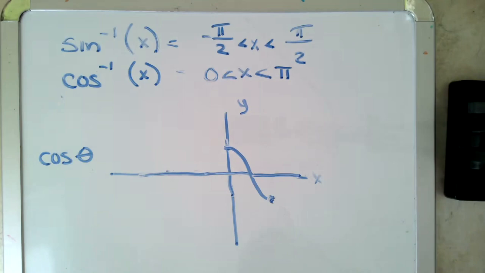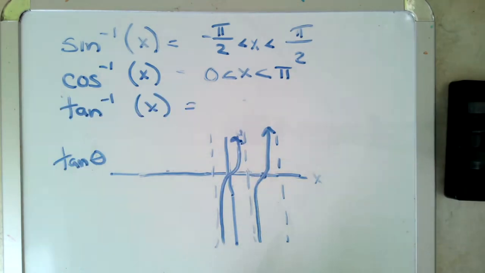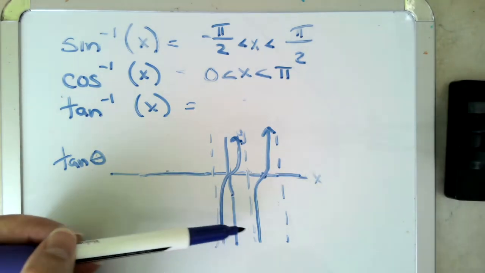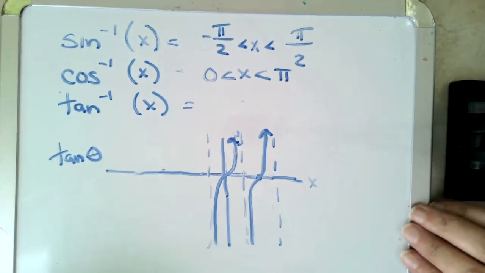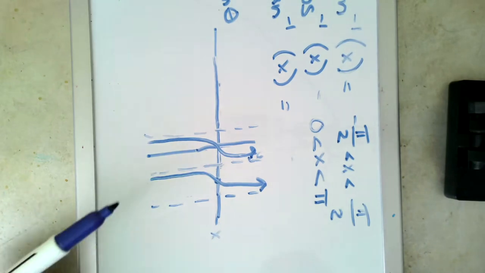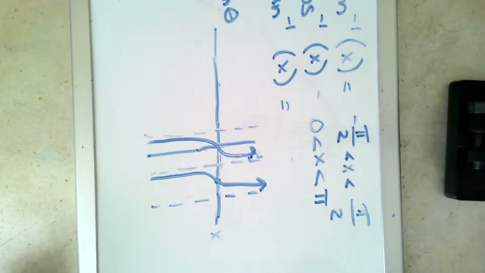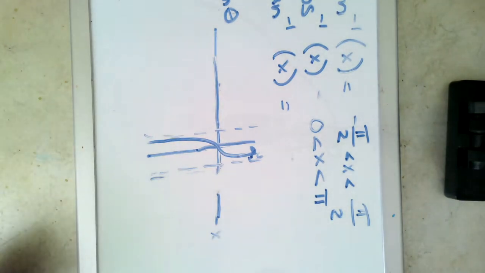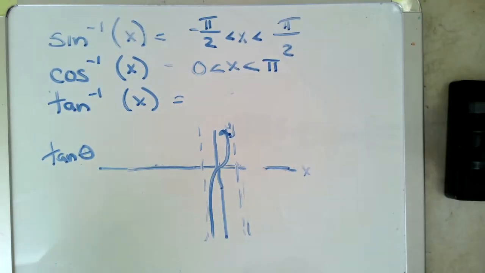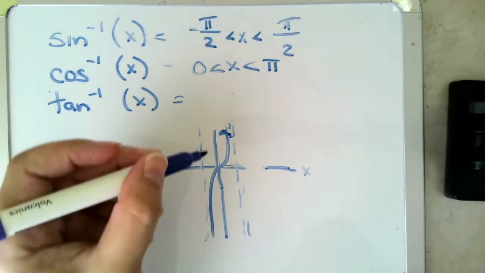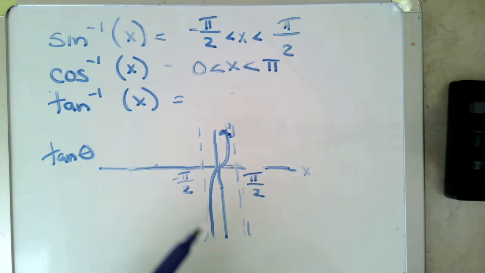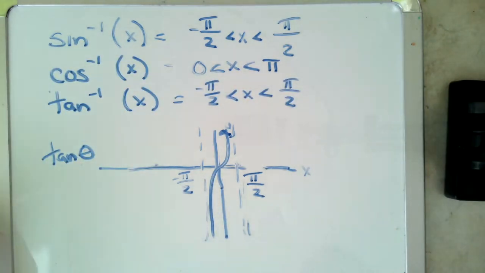And finally, let's take a look at tangent. There are two iterations of my tangent graph. I can see that my first iteration, I will not fail the vertical line test if I switch my x and y axis, but if I include any other iterations, I will fail my vertical line test. So I need to restrict my tangent to a single iteration. And I remember that my tangent graph has asymptotes at negative pi over 2 and pi over 2, so its restriction is the same as the sine graph. And there you have it.